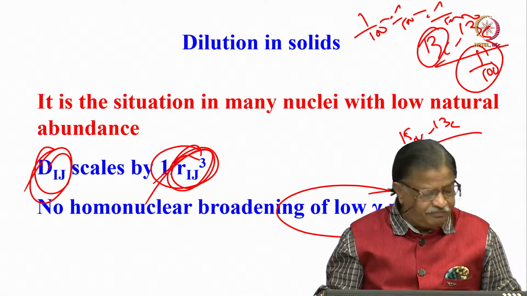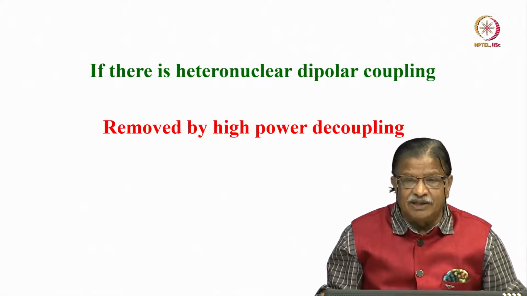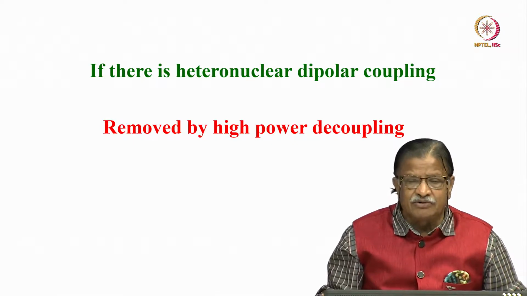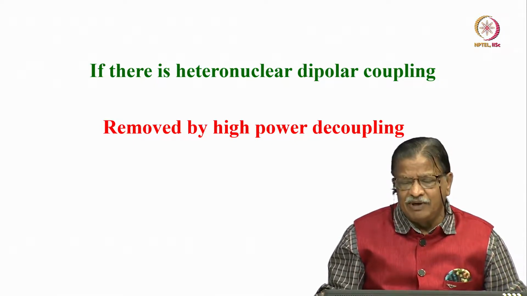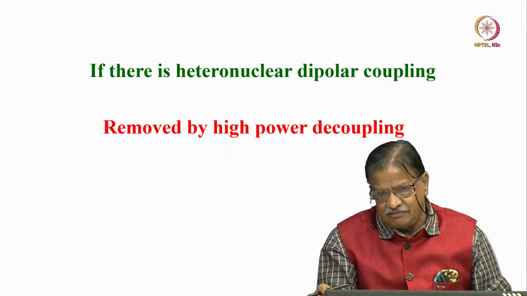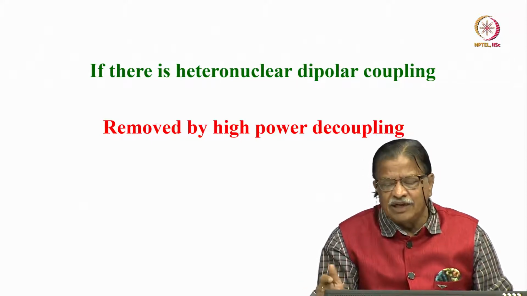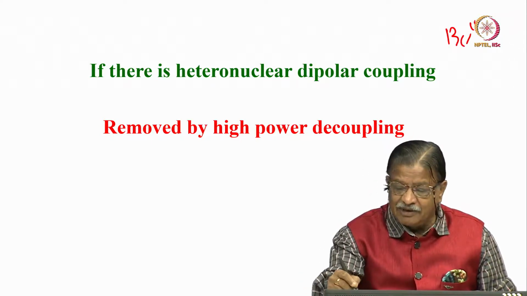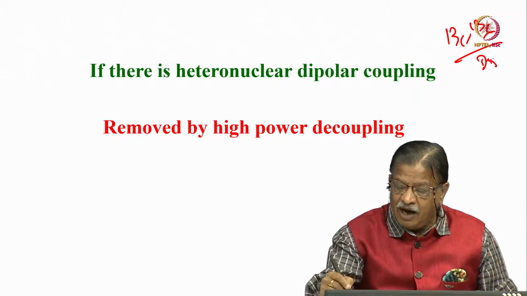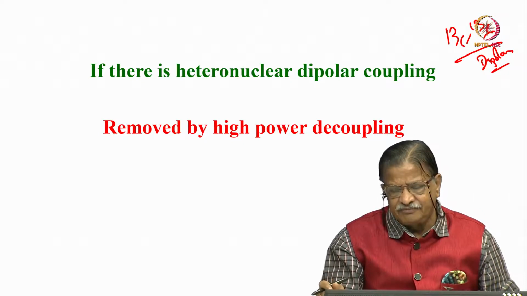Nature is helping me because the probability of seeing two carbon 13s together in the carbon 13 state is so low, about 1 in 10,000, that I can consider them to be separated by infinite distance. So that can automatically help us. That is the reason why carbon 13 natural abundance dipolar couplings are rarely seen. Very rarely it is seen.